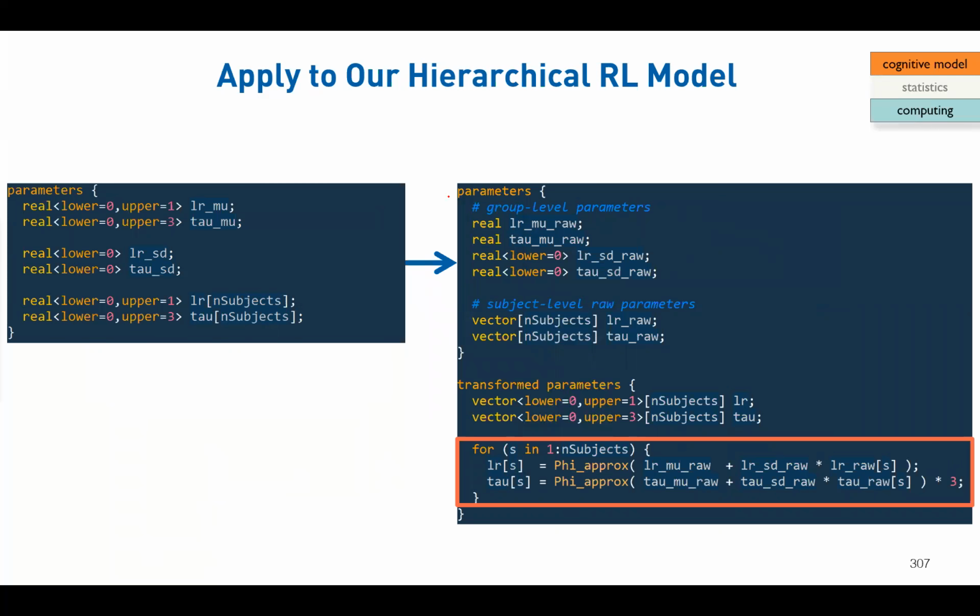So yeah, parameters block. Here we define the group level parameters. Here we define the individual level parameters. But recall in this case, both of them are within the parentheses. They are the X part, okay? And after that, we will apply the phi approximation so that they lie between the preferred ranges, 0 to 1, 0 to 3. The X per se has to be reparameterized.